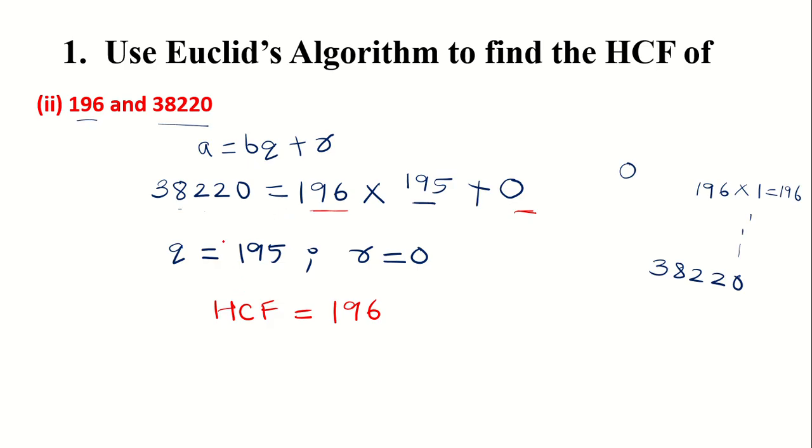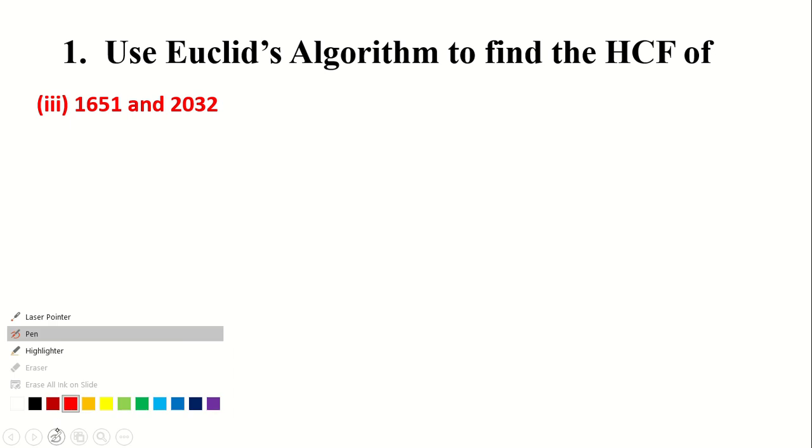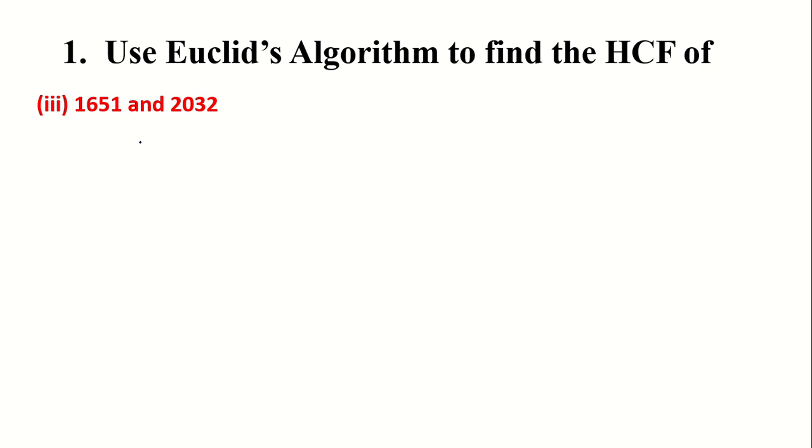So 196 is the HCF of the given two numbers 196 and 38220. So this is the second problem. We are done with this. Now similarly try the third problem in your exercise 1.1, the very first question. Finally, let's solve one more problem from this exercise to strengthen your understanding. Keep on practicing along with me, so you can test whether you understood properly or not.